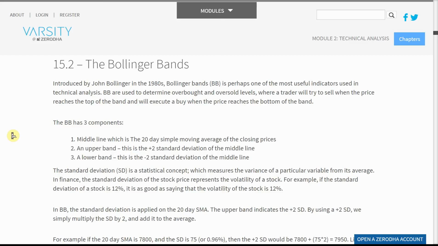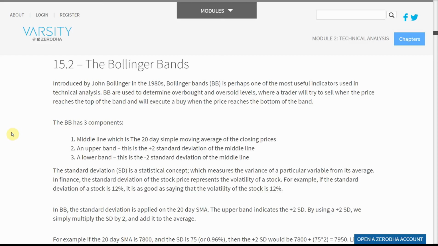The BB has three components. A middle line, which is the 20-day simple moving average of the closing prices. An upper band, which is +2 standard deviations of the middle line. A lower band, which is -2 standard deviations of the middle line.